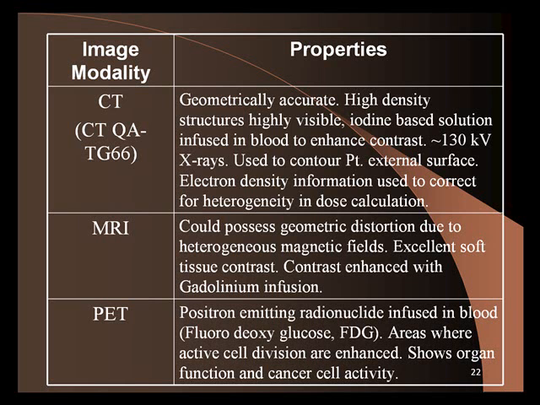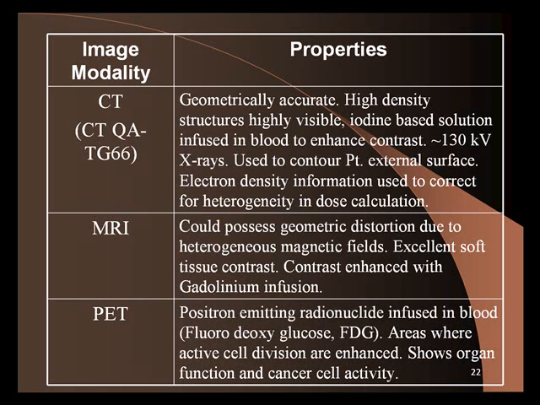CTQA, one of the task groups, you know the reports that I was telling you about? TG66 is one of the report numbers, and that goes into quality assurance and CT scanners. But anyway, the properties of CT: geometrically accurate. That's the most important part for us. We do all our CT planning, our treatment planning based on CTs because they're geometrically accurate.